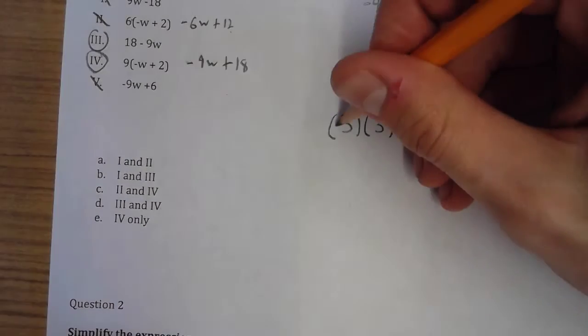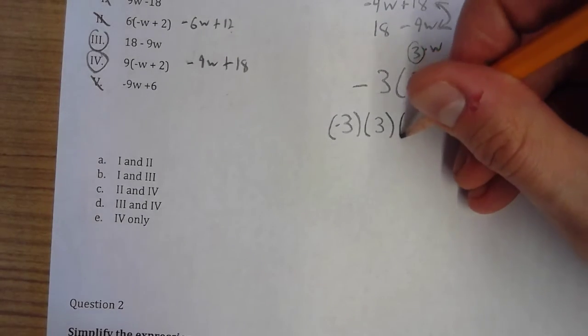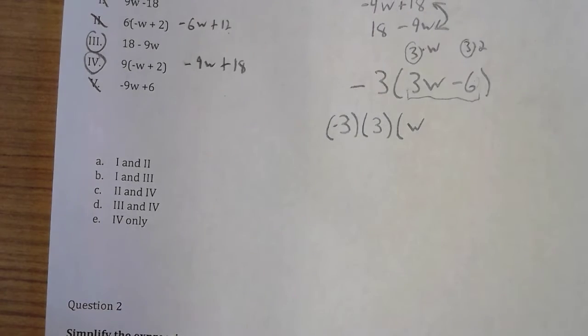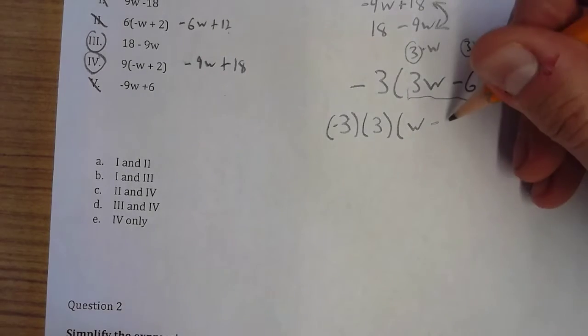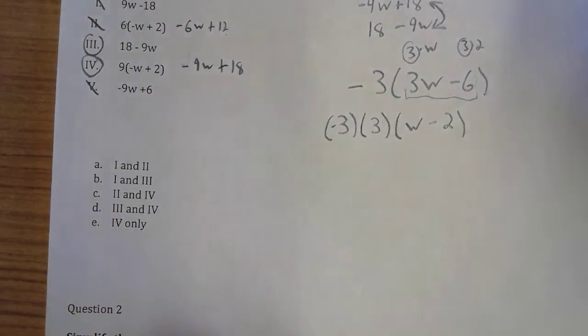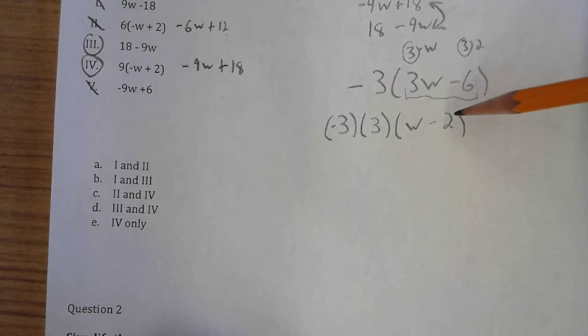Great. So now I have a negative 3 here, I have a 3 here, and what is left in here? I had a 3 times a w, so I know I just have a w here. And I had a 3 times a 2. This is still going to be a minus, and I have just a 2 remaining here. Great. So negative 3 times w minus 2.